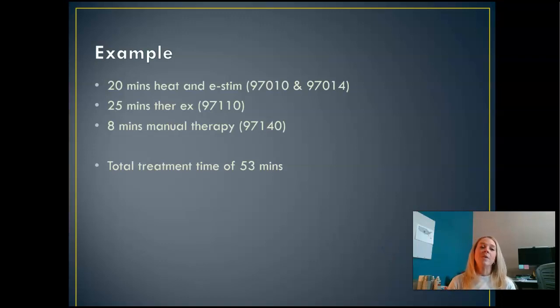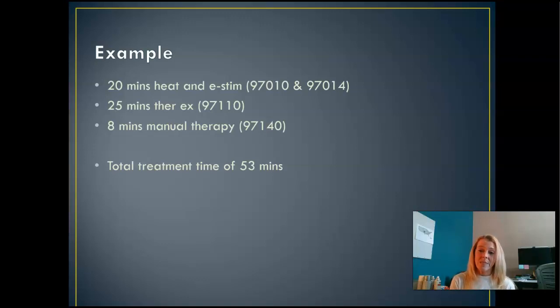Okay, so one more. 20 minutes of heat and e-stim together, so they were combined, and then 25 minutes of Therax and 8 minutes of manual therapy. So our total treatment time is 53 minutes. So one thing that we haven't looked at in any of the other examples is this is a combination of timed and untimed codes. All of the codes that we've looked at before have been timed codes. So now the heat and the e-stim got added in, and these are untimed codes.